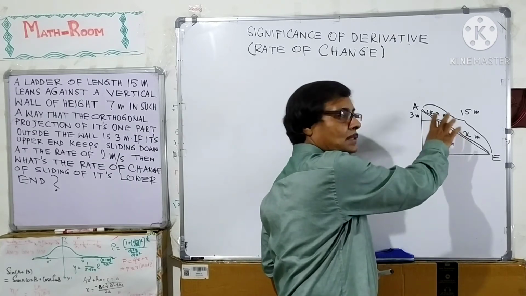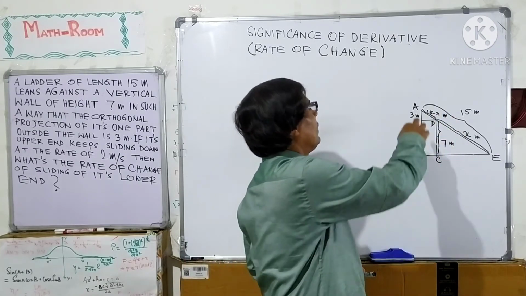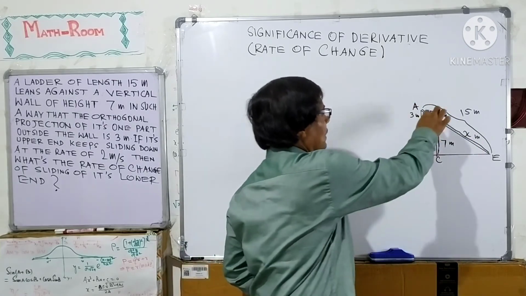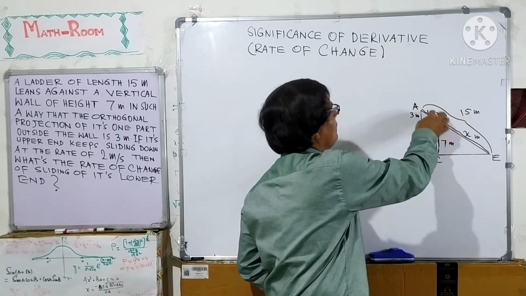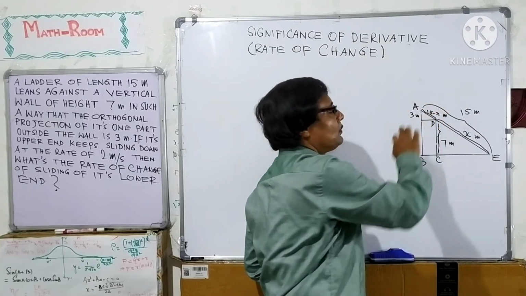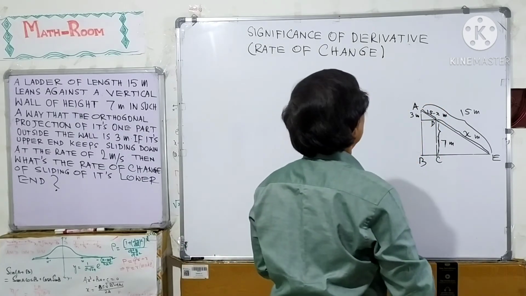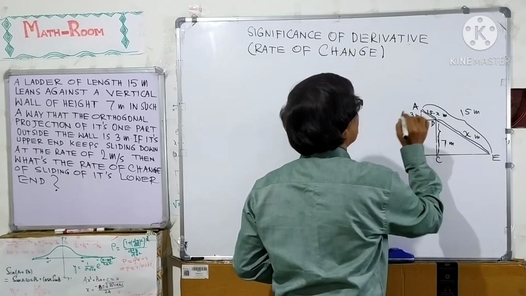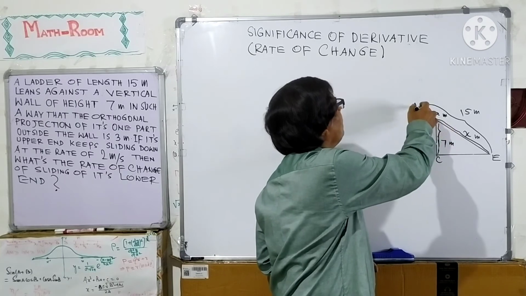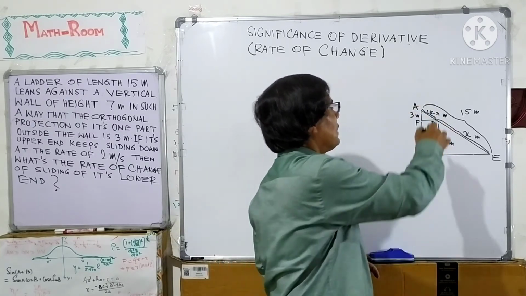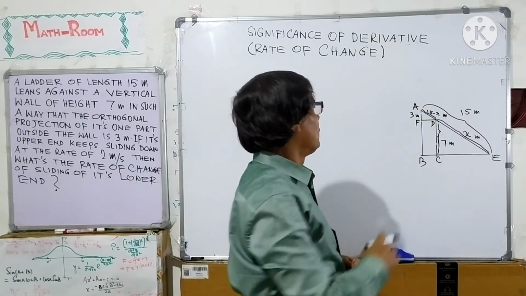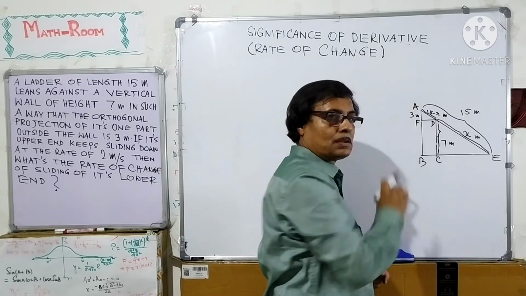This vertical wall is CD, and also the orthogonal projection of one part of this ladder which is outside the wall. This outside part is AD, and its orthogonal projection is 3 meter. Suppose AF is 3 meter. AF is the orthogonal projection of the part of the ladder which is outside the wall.